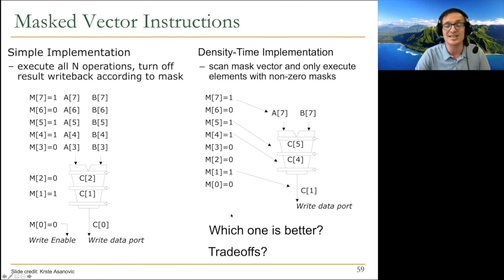So imagine, for example, a vector length of 64 and a mask register where only one bit is set. Clearly, I would choose the right implementation over here, right? Because I will do only one addition or whatever processing elements computation that I'm doing over here.